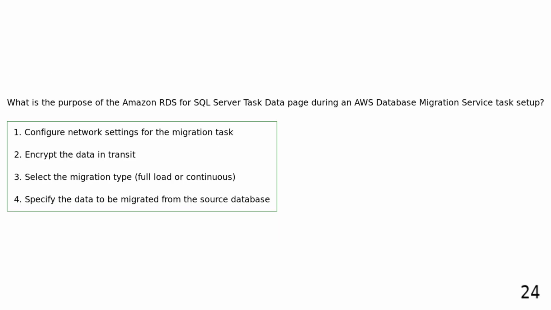What is the purpose of the Amazon RDS for SQL Server task data page during an AWS Database Migration Service task setup? Configure network settings for the migration task. Encrypt the data in transit. Select the migration type. Specify the data to be migrated from the source database.